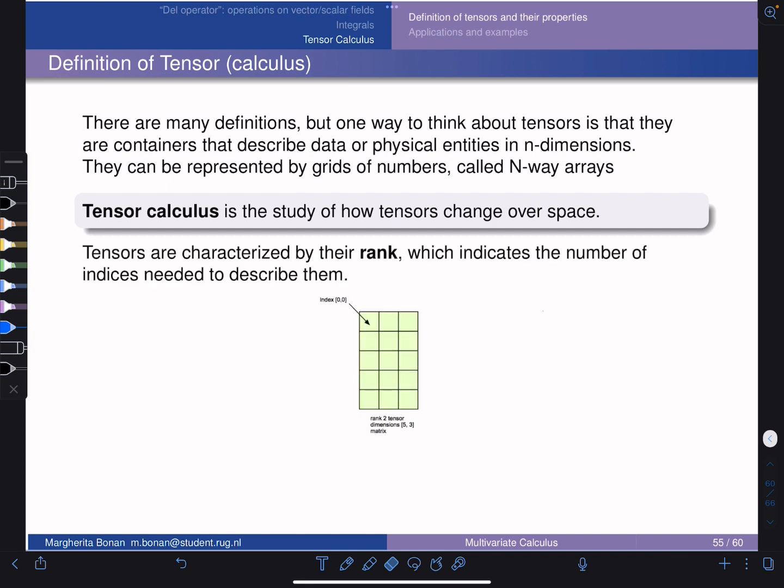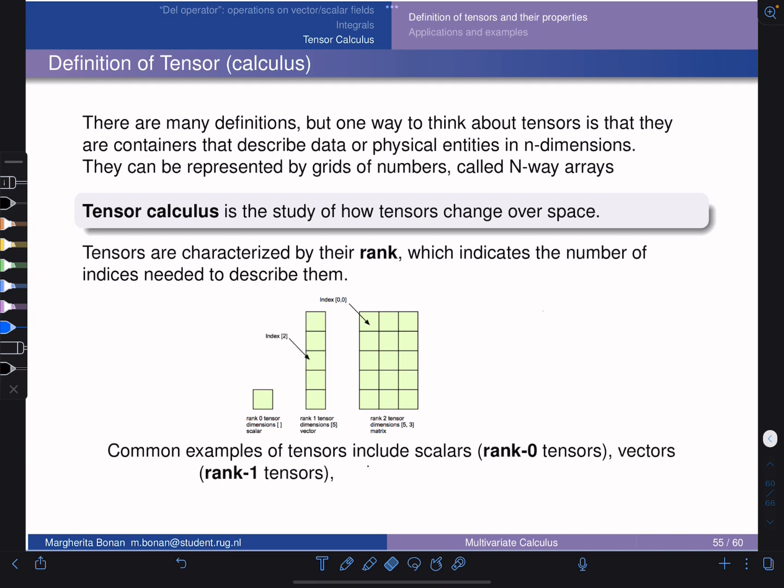These tensors are characterized by their rank. The rank indicates the number of indices needed to describe them. So this one drawn, for example, is a rank 2 tensor. Another tensor can be rank 1, rank 0. An example of rank 0 being a scalar, so just one entry. Another example is vectors, so rank 1 tensors, because there is one dimension, let's say.